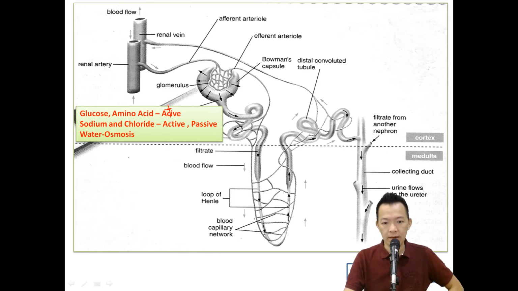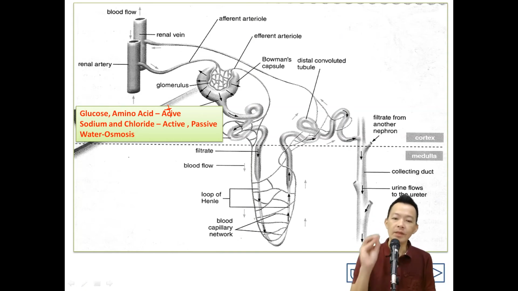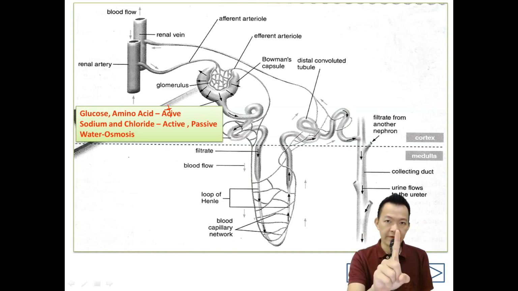And now we come to the loop of Henle. For the loop of Henle, in my memory, I just remember that the reabsorption that takes place there is of water and minerals, and the minerals are sodium and chloride. More so sodium and chloride. But how is the reabsorption done? We stay here.